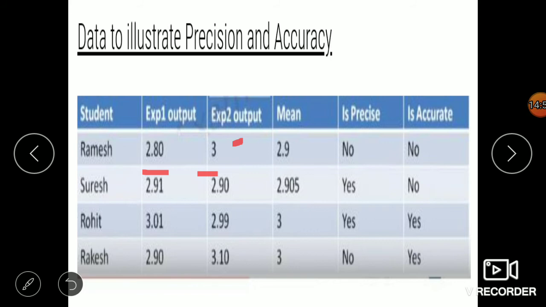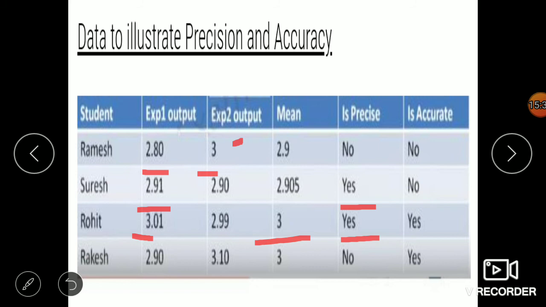Next, Suresh has done the experiment. See, he got 2.91, 2.90, 2.905, with 2.9 common. So the value is precise, but again it is not close to the real value 3, so it is not accurate. Then Rohit performed and he got 3.01, 2.99 and 3. See, twice he got 3, close to the real value. So yes, his values are accurate, and moreover the difference between 3.01 and 2.99 is only 0.01, and between 3.01 and 3 is also 0.01. The difference is very small, and hence we can say his calculation is precise. So Rohit got precise and accurate values.